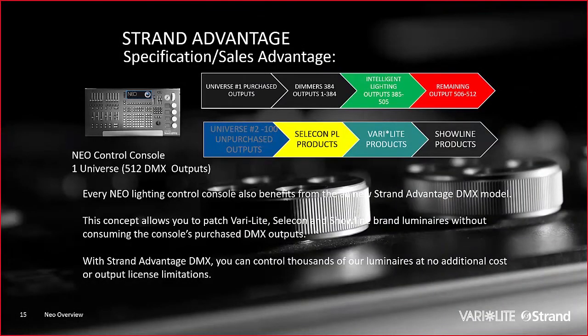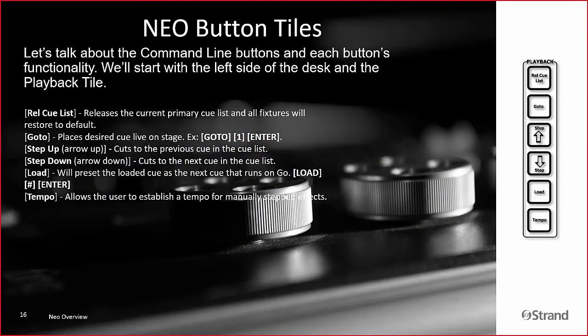So a simple example for this is if you have a 1 universe desk, you might have 384 dimmers. Then you have a few intelligent fixtures that are using outputs 385 through 505. So you have just a small handful of DMX addresses left on that universe. However, you could patch up Silicon, Verilight, Showline products in universes 2 and beyond, and they will output. So again, it's a great feature and very unique in the industry.